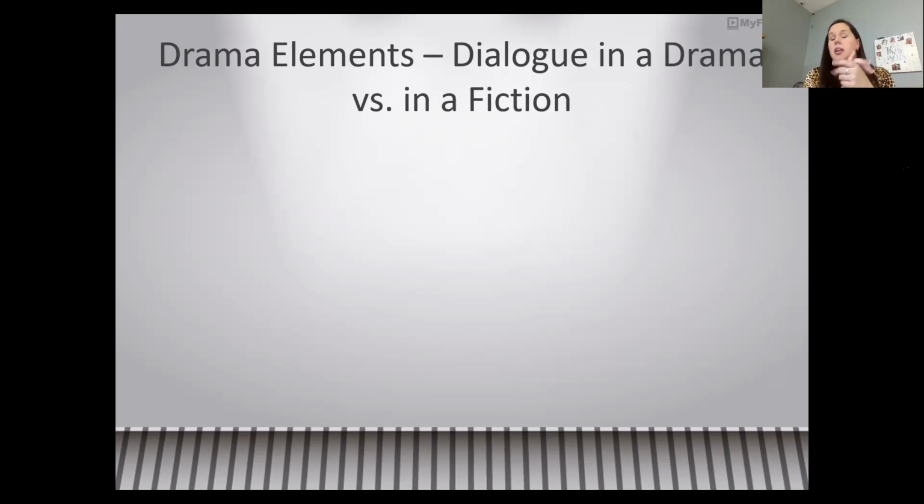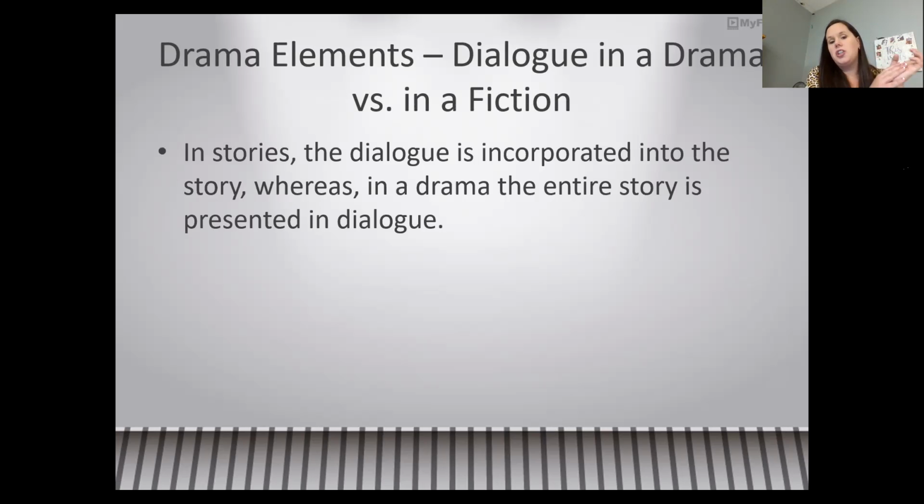Okay, so some of the elements that we talked about in fiction are going to come back up during our drama unit, and we definitely need to be aware of how they are different. In fiction stories, the dialogue is actually incorporated into the story. For example, Mary was walking through the school door and she bumped into the principal. She asked, "Has the tardy bell rang yet?"